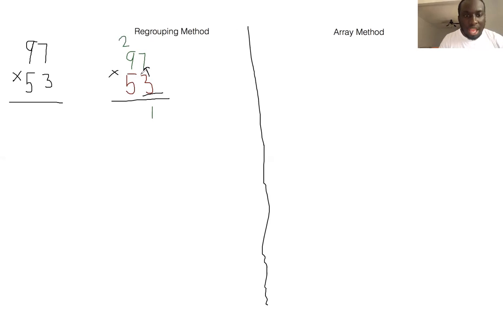Now I'm going to multiply 3 times 9, which is 27, plus I'm going to add this 2 at the top. 27 plus 2 is 29. So my first partial product is 291. That's my first partial product, 291. So I'm going to write over here, partial product. And I am going to move this in smaller so it doesn't interfere.